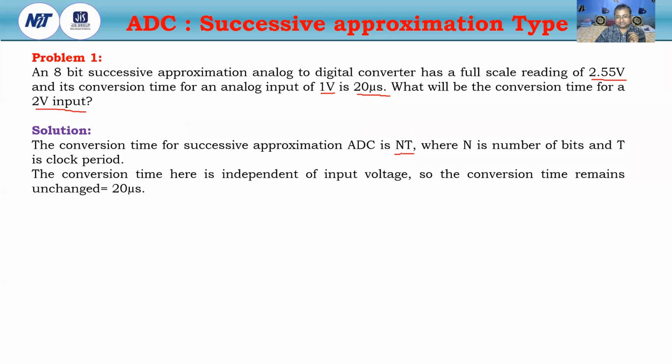We know that the conversion time is independent of the input voltage. Is there any term of VA in the formula? No. We can calculate the conversion time irrespective of the input voltage, because the conversion time does not depend upon the input voltage. So the conversion time should be the same, 20 microseconds, since there is no term of the input voltage in the conversion time expression.